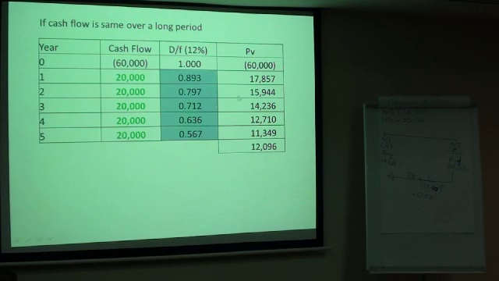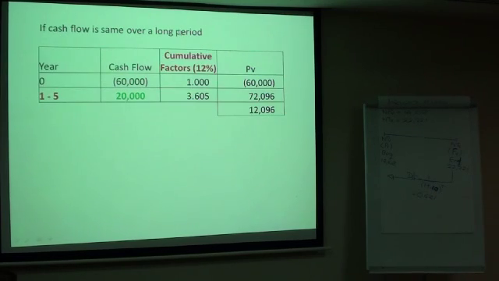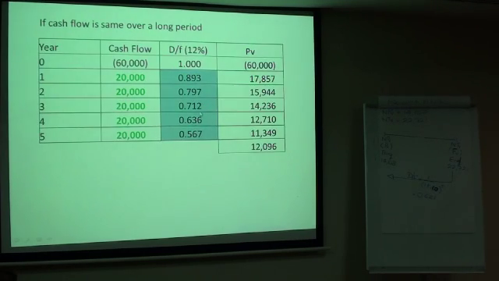So we accumulate this and call it accumulated factors, cumulative factors. So the 3.605 is actually the manual addition of these.